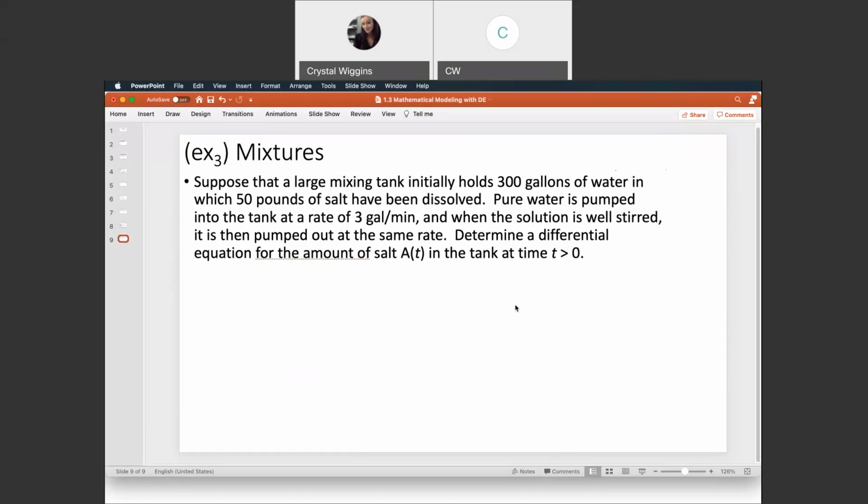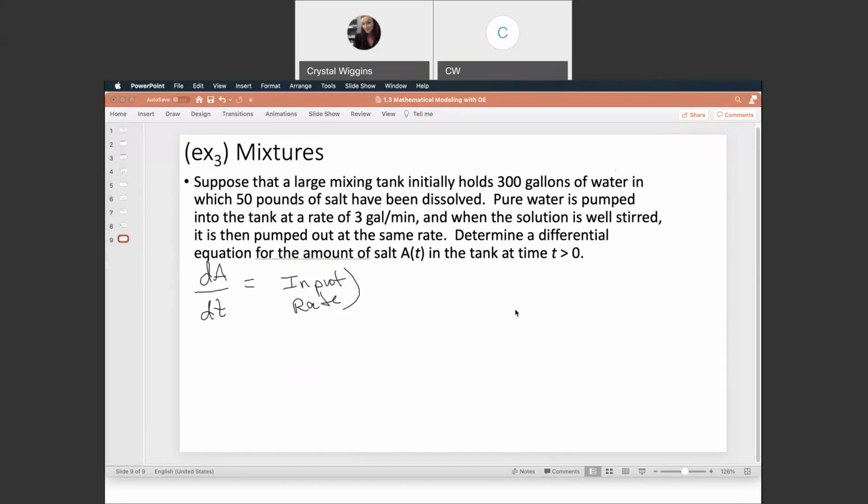Okay, so let's take a look at this one. Again, our basic differential equation: the change in the amount in the tank over the change in time is equal to the input rate of salt minus the output rate. So we need to calculate the input and the output.